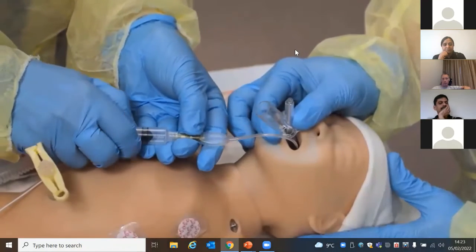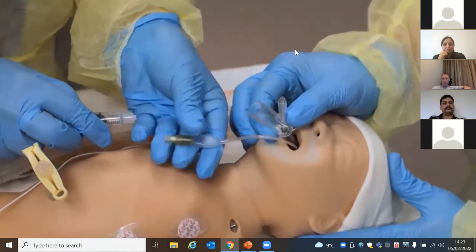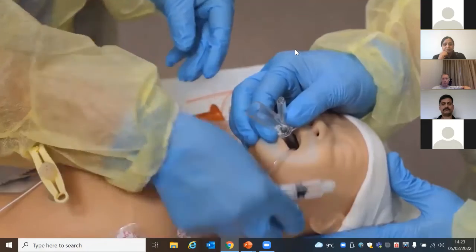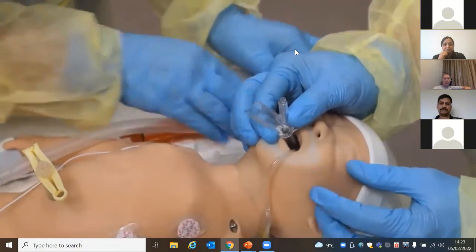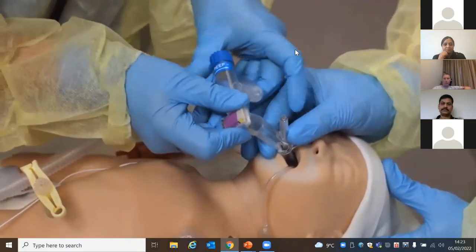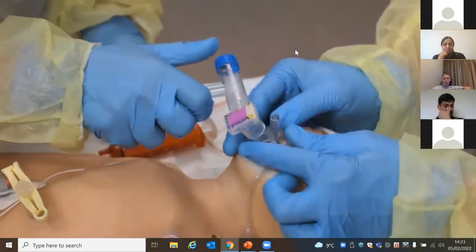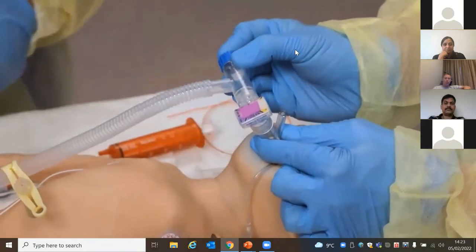The device may move slightly outward when it's inflated. Assess inflation by feeling the pilot balloon. Never inflate the mask with more than the manufacturer's recommended volume of air. Attach a PPV device and CO2 detector and begin PPV. Assess for chest movement and equal breath sounds.